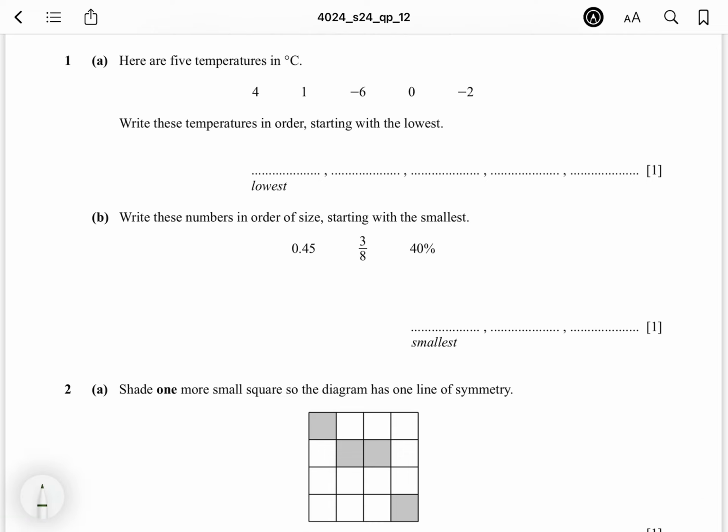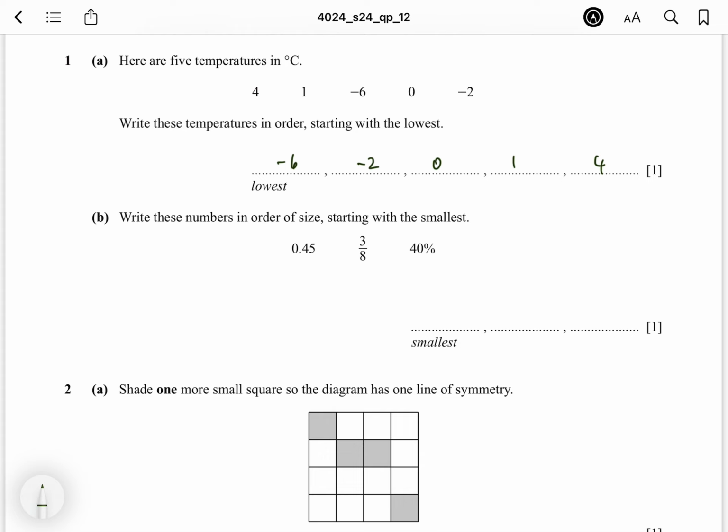Let's start. No problem with this one. It does help if you have written the numbers on a number line. Number line, not to be confused with -2 and -6. One of you did that one. Okay, so that.